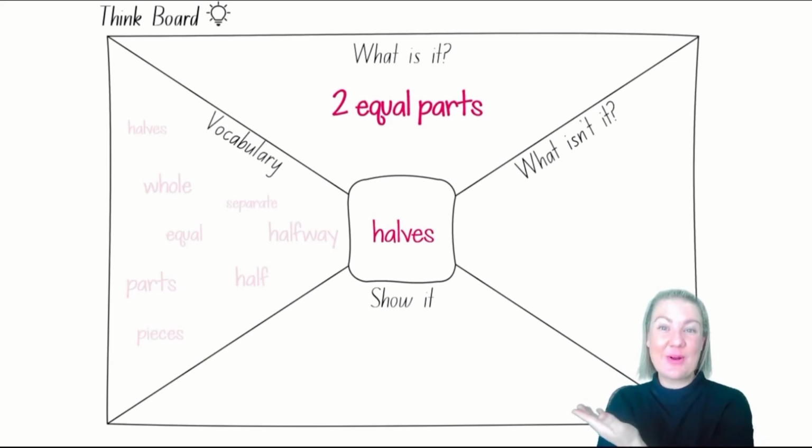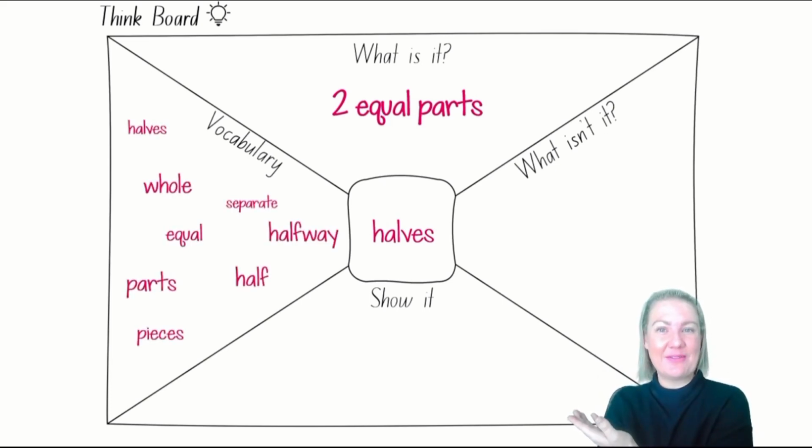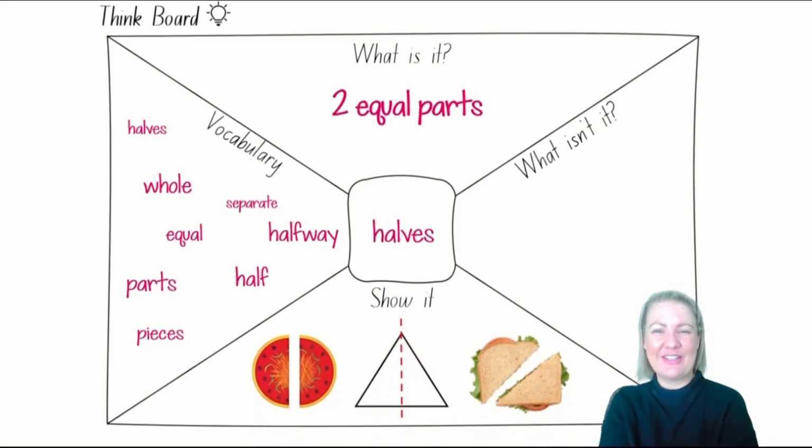Here are some of the words I'll need to know when I'm talking about halves. These are words that I might hear when we're talking about one object being split into 2 equal pieces to show halves. I'll hear the word halves. I might hear the word half. Half is when I'm talking about one of those pieces. I might hear the word equal or separate. Here's a picture of it.